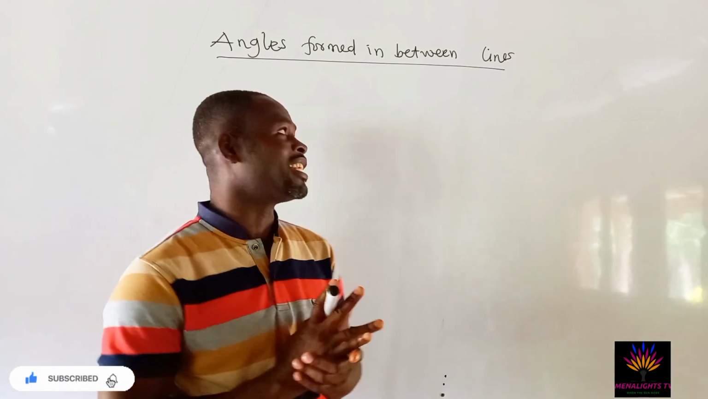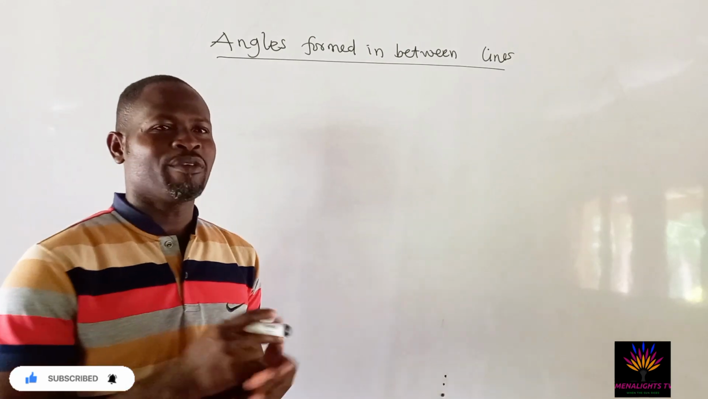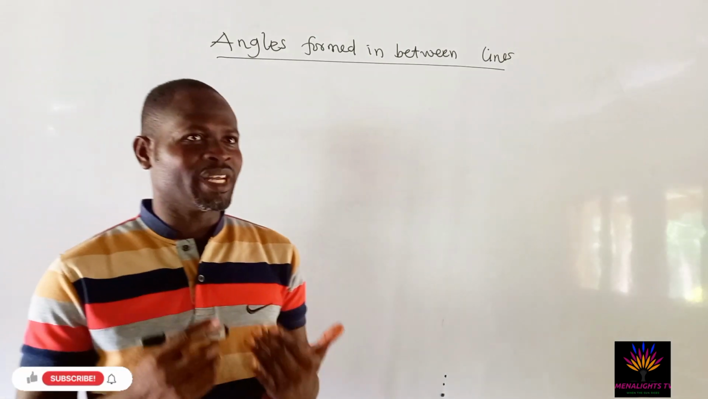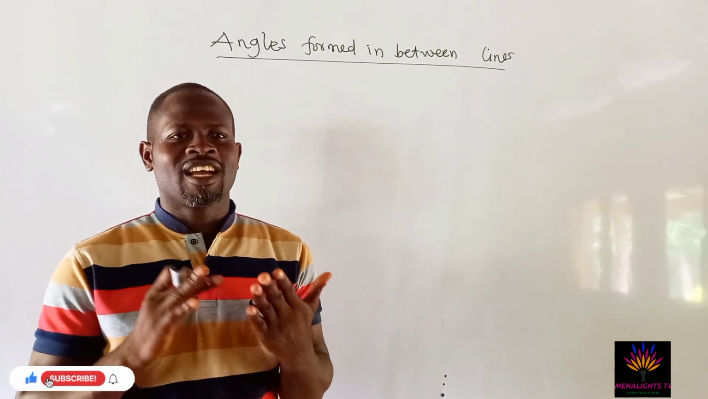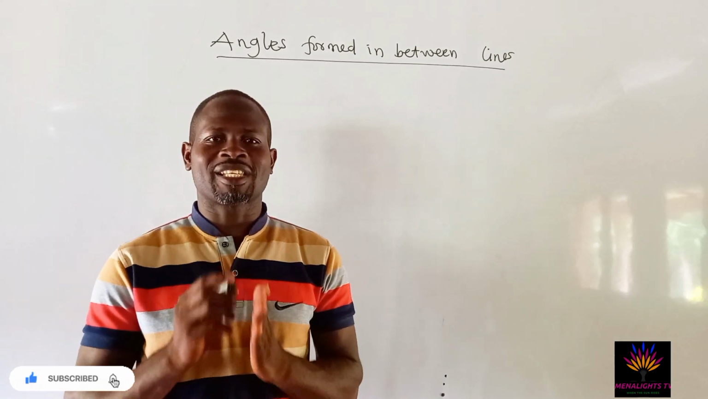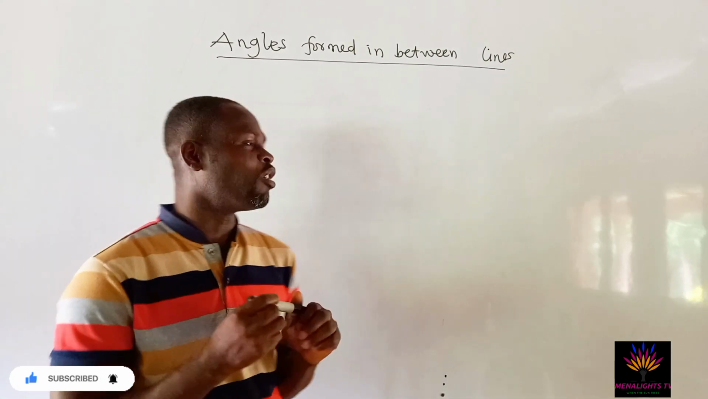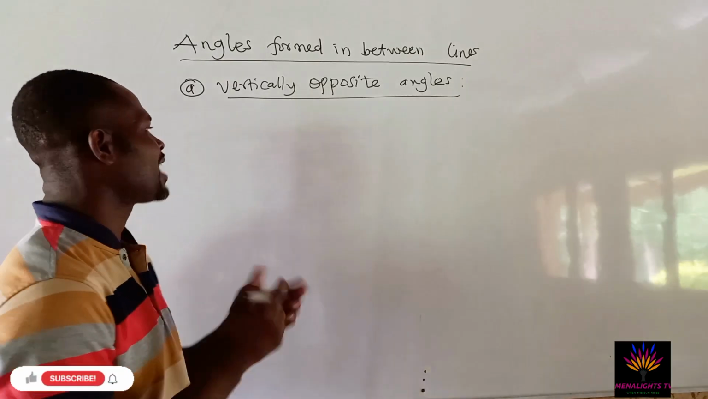And this morning we are looking at angles that are formed in between lines. So when you have parallel lines that do not meet and angles that are formed in between, we want to look at how to find the value of these angles. So first we are starting with vertically opposite angles. Vertically opposite angles are the same.